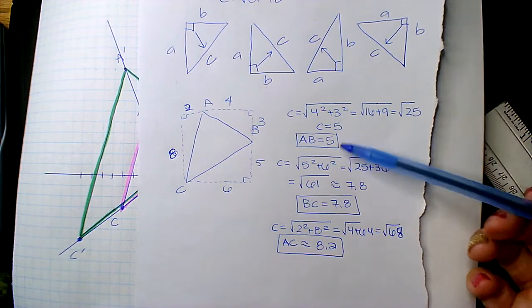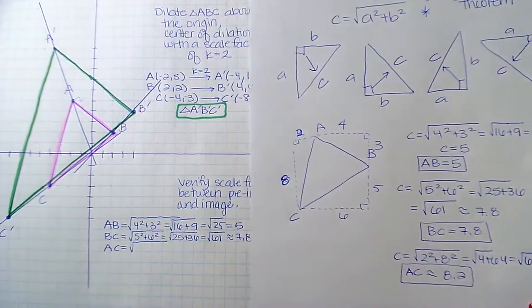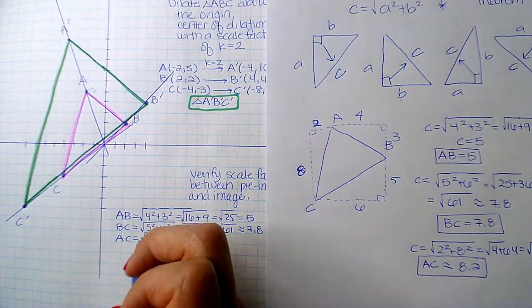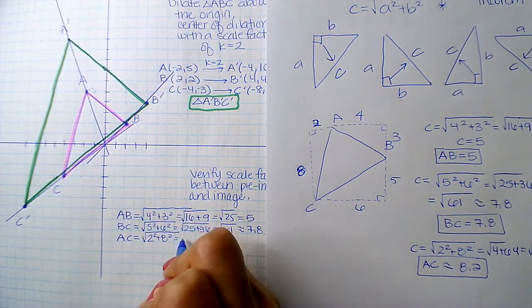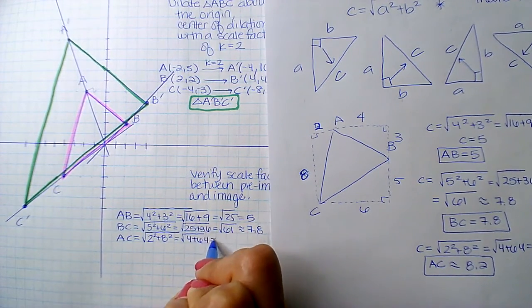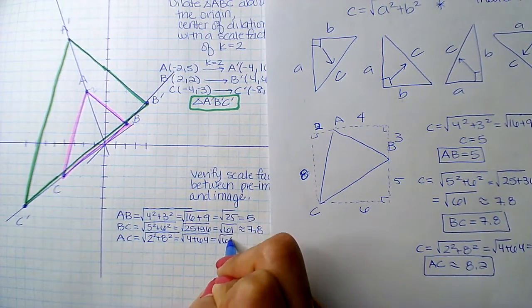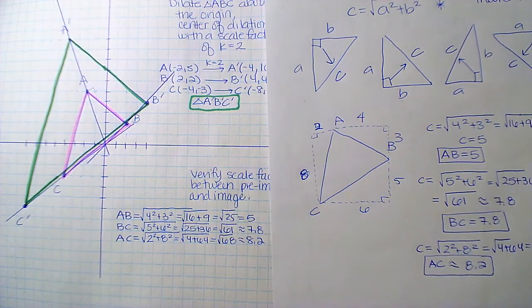Okay, so we have the 3 lengths for the pre-image. Now we've got to do the image. Like I said, I do it once with you guys so that you see the verification of it, but you're not asked to do this on a quiz or a test, okay? Okay, so there are our values. And now we'll do the green.